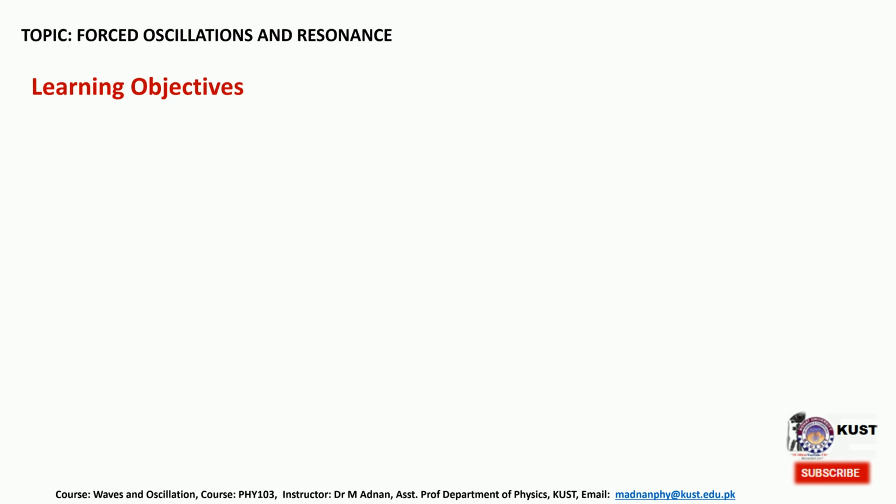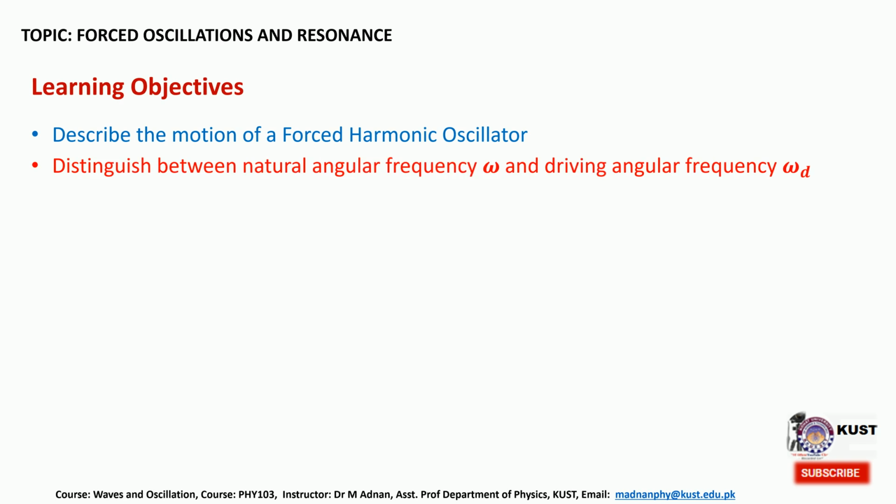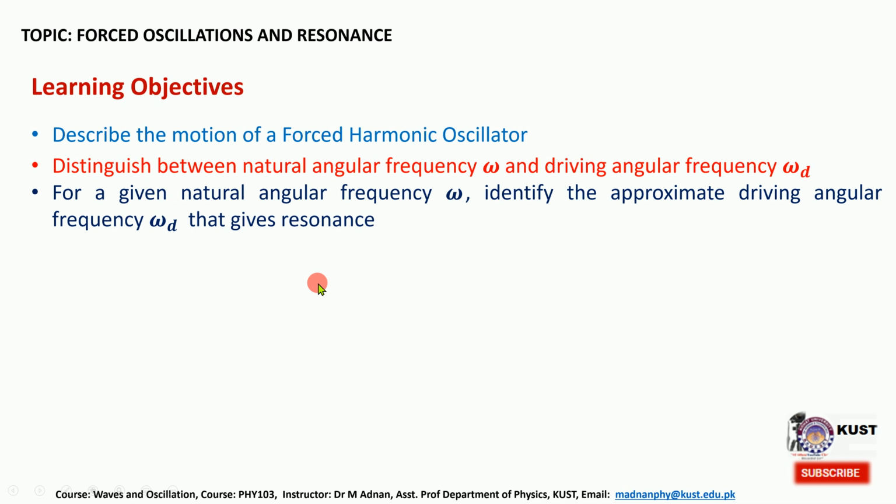First, I will give the learning objectives. At the end of this presentation, the student will know what is meant by a forced harmonic oscillator. Also, they will be able to distinguish between the natural frequency omega and the driving frequency omega d for a forced harmonic oscillator. Also, they will be able to understand the resonance that will occur when the driving frequency matches the natural frequency of the oscillator.